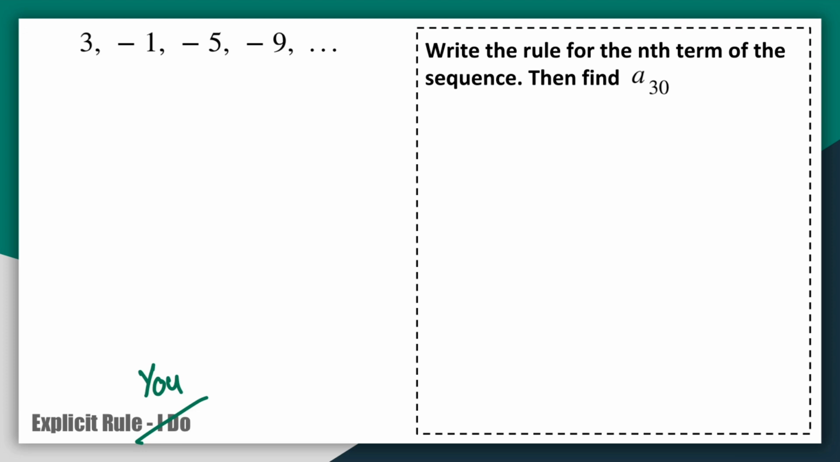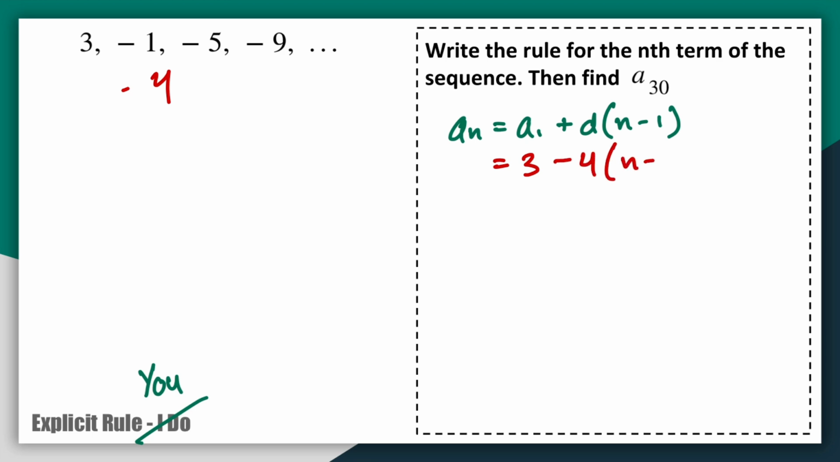Okay, so what I generally like to do is write out the formula first. So a of n is equal to a of 1 plus d multiplied by n minus 1. And then I start plugging things in. The first term is 3 plus the common difference. We went from 3 to negative 1 and then negative 1 to negative 5, which is minus 4. Okay, so this plus here actually is going to end up changing to a minus 4 times n minus 1.